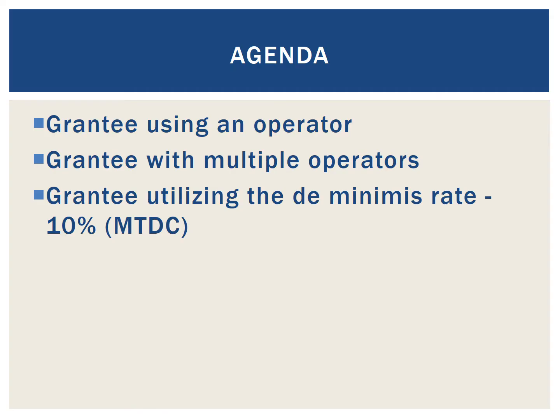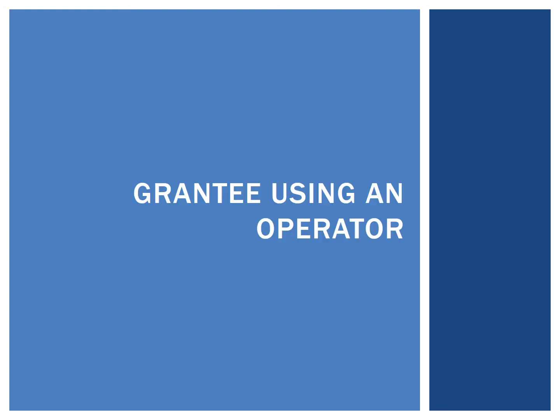During this presentation, we'll be going over and providing examples of a grantee using an operator, grantee using multiple operators, and grantee utilizing the de minimis 10% rate, or the modified total direct cost rate. This section will be for a grantee utilizing a single operator to provide their service.